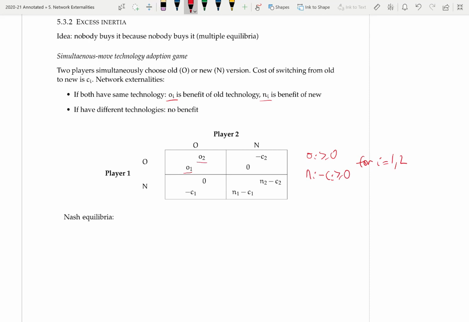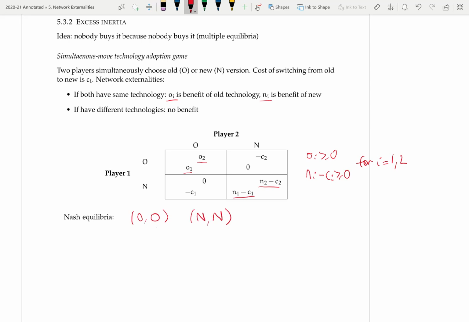What would player 1 do if player 2 chose the new technology? Well, if player 2 chose the new technology, then player 1 would also choose the new technology because the benefit of the new technology to player 1 is more than the cost as long as player 2 chooses to adopt as well. Similarly, player 2 would choose to adopt the new technology if player 1 did. So in this game, the players will just do what the other player does. We have two Nash equilibria, one where they stick with the old technology and one where they adopt the new technology. So we have multiple equilibria in this game.